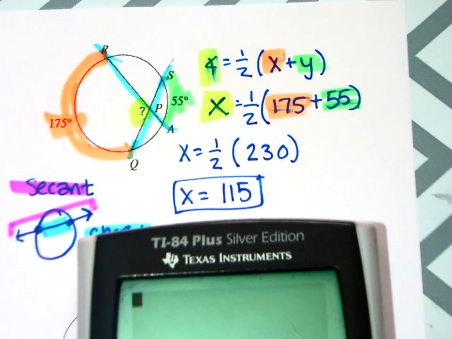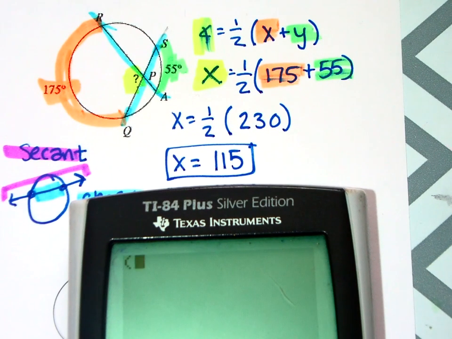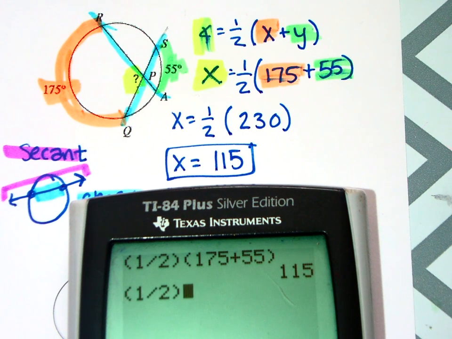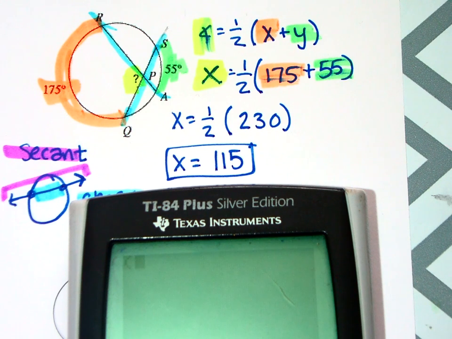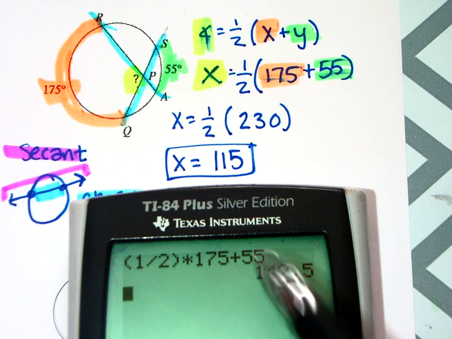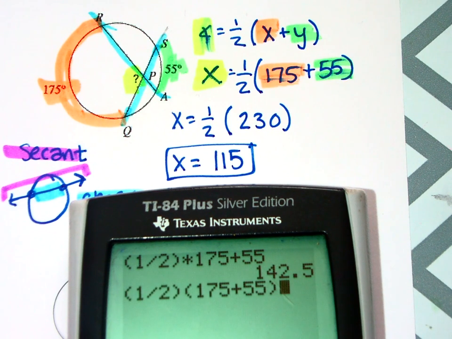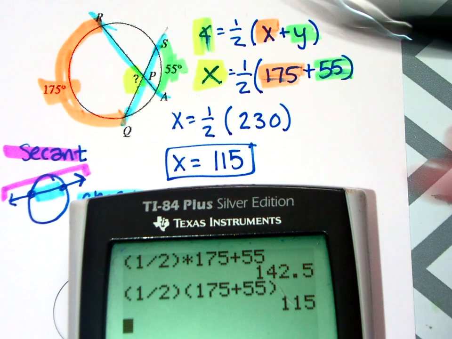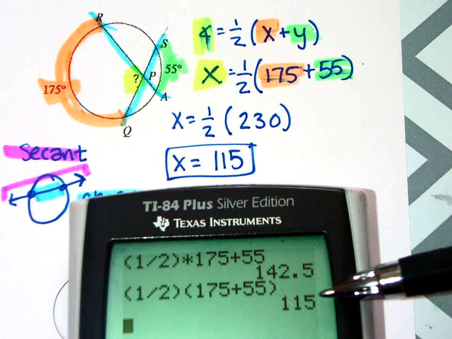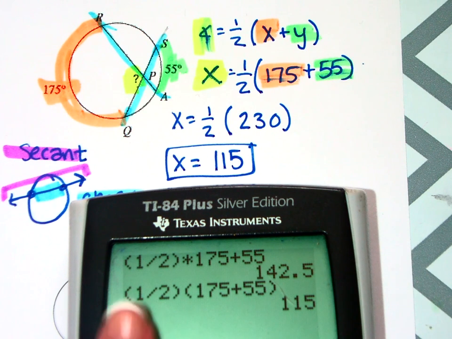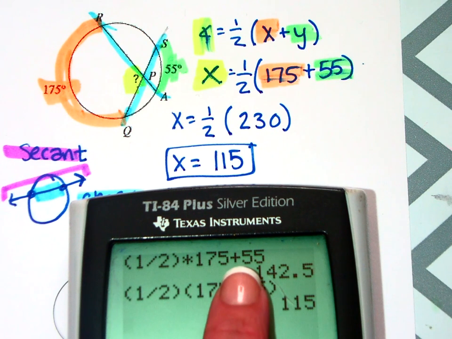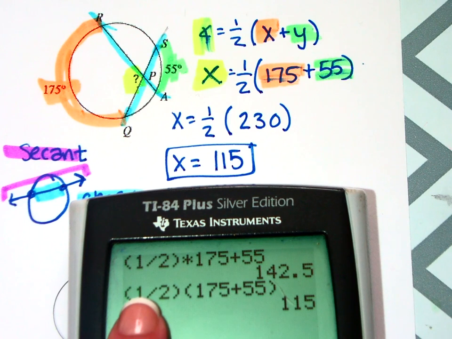Now you can type this straight into your calculator. Just be mindful that when you do that, you want to make sure that you're typing 1/2 in parentheses and then the 175 plus 55 in parentheses. If you only put the 1/2 in parentheses, like 1/2 times 175 plus 55, your calculator doesn't do the order of operations correctly. So you need to type it in with the parentheses around your addition. It has to be typed in how you see it because your calculator is only smart enough to do the order of operations. So if you type it in this way, it's going to multiply first and then add, versus adding first, then multiplying.